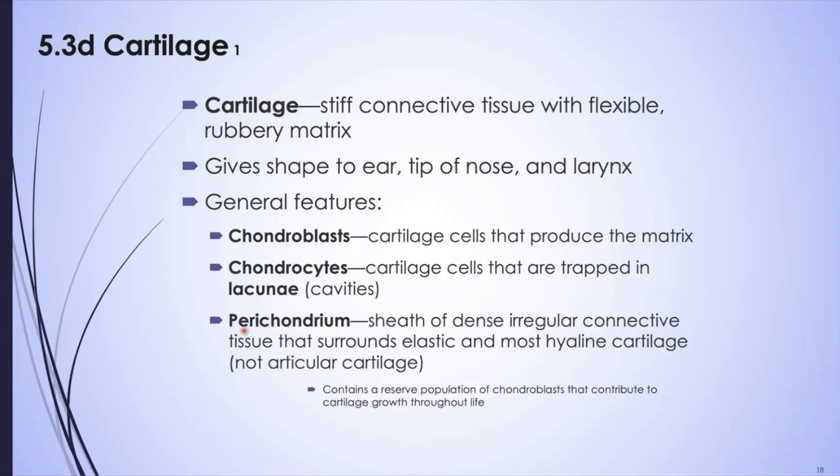And so the next one is the perichondrium. That's the sheath of dense, irregular connective tissue that is going to surround the elastic and most of your hyaline cartilage. And so your elastic cartilage, your hyaline cartilage, it has this sheath. Not the articular cartilage, because that is an issue with articulation. We'll talk about that when we do our bone stuff.